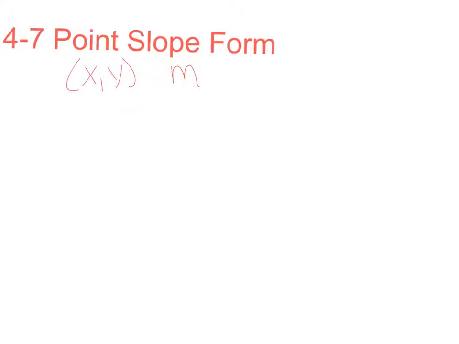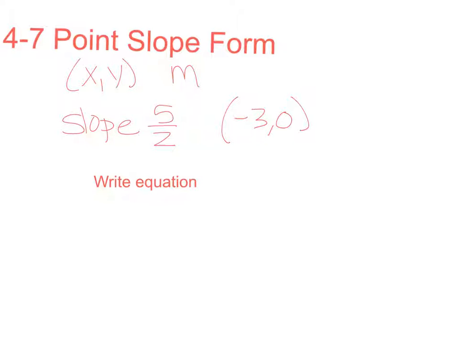So the first problem says write an equation in point slope form for the line with the given slope that contains the given point. So the given slope is 5/2, and the point is -3, 0. And again, it said write the equation in point slope form. Those are our instructions. So point slope form.